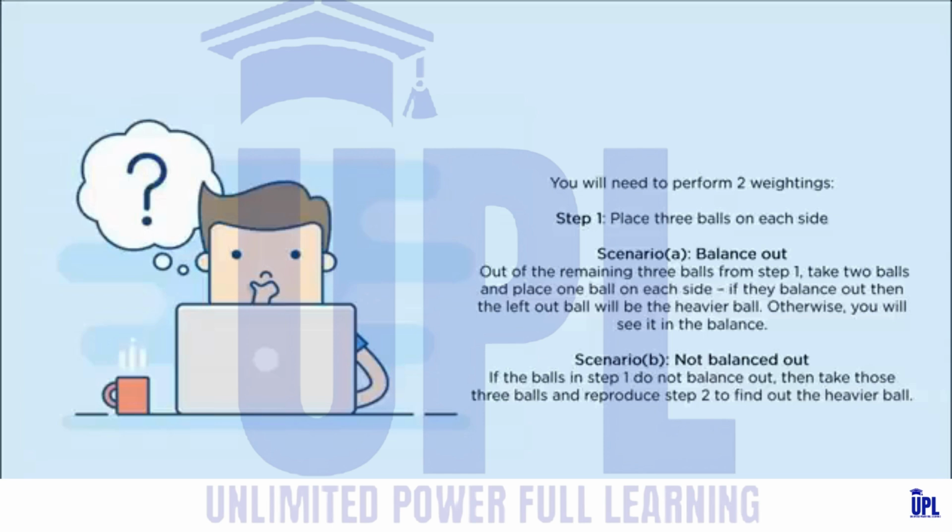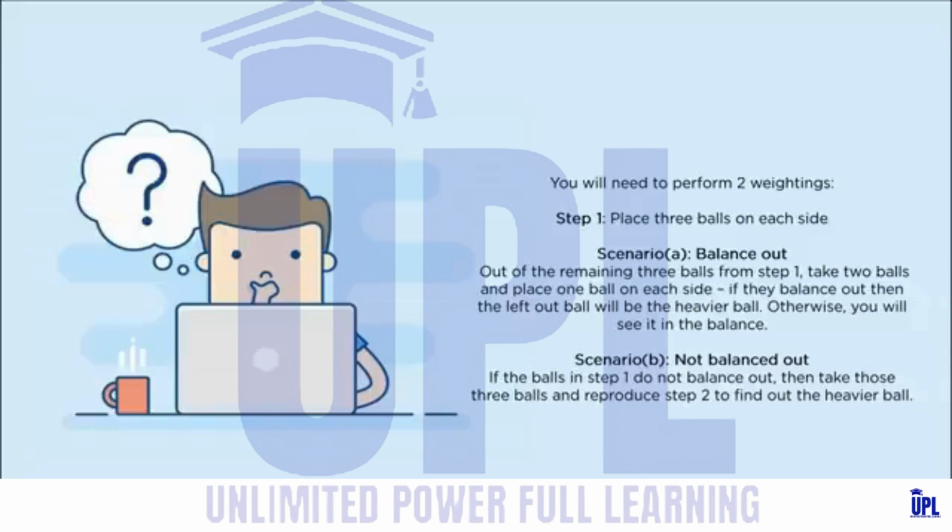So out of the remaining 3 balls from step 1, take 2 balls and place 1 ball on each side. A little tricky there because I always want to put all 3. I want to put 2 on one side and 1 on the other, but no, just randomly pick 2 of those, put 1 on each side. If they balance out, then the left out ball, the one you didn't measure, will be the heavier one. Otherwise, you'll see it in the balance. You'll see which one's heavier because they'll take one of the balls down.